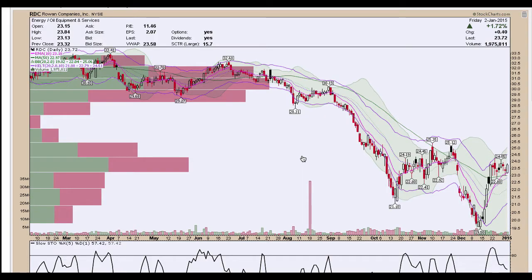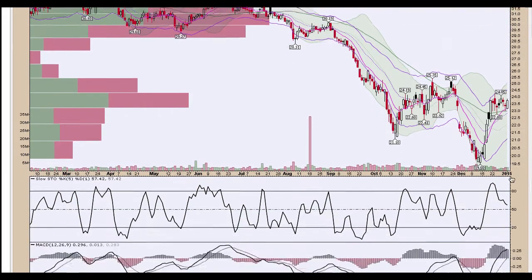Rowan Companies, RDC, looks pretty good as well. Note the volume by price bar here. Price is flagging off of this bounce off of the 1950 level. A fairly inexpensive stock at 23.50. A break above these levels here on volume would be a nice indication that we're going to see upside.